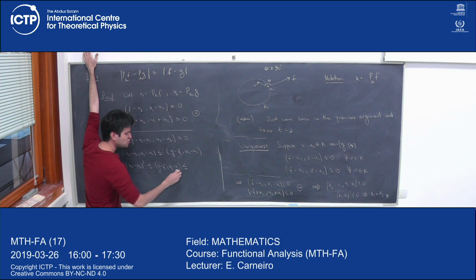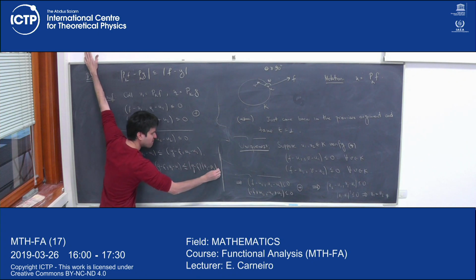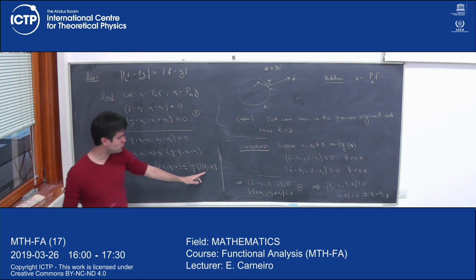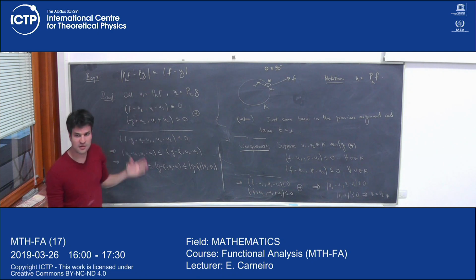And now here I can use Cauchy-Schwarz on (g - f, u2 - u1). If u2 minus u1 is 0, there's nothing to prove. 0 is less than anything. And if it's not 0, then I can cancel.